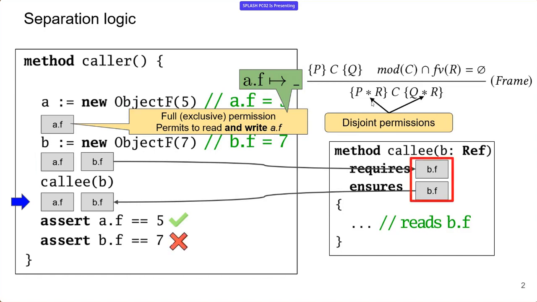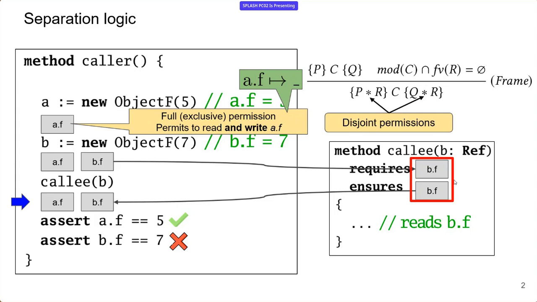But here, our specification is a bit too weak. We cannot prove that b.f has not been modified, and this is because of the specification here of callee. Even though callee only reads b.f, we do modular reasoning, and the precondition of callee says that callee has the right to modify b.f. So this shows that the specification is too weak.